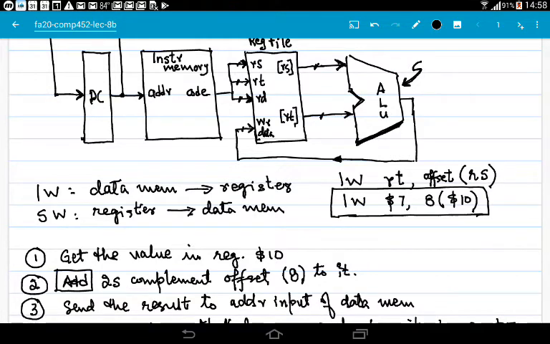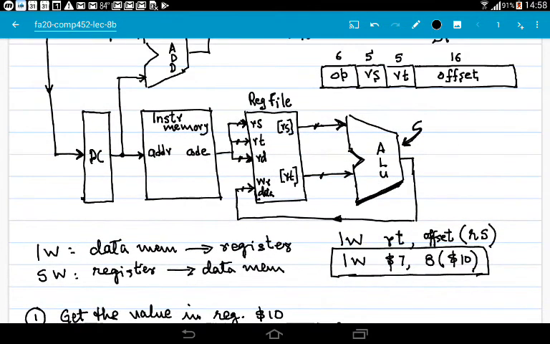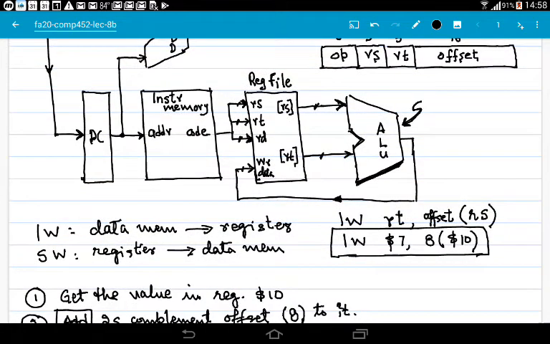So the question is, the offset is 16-bit, but the ALU input can only be 32 bits. It cannot be 16 bits. It has to be 32 bits. This register value, we already know that it's 32 bits. The other important point is that this offset is contained in the instruction code itself, from bit 0 to bit 15.